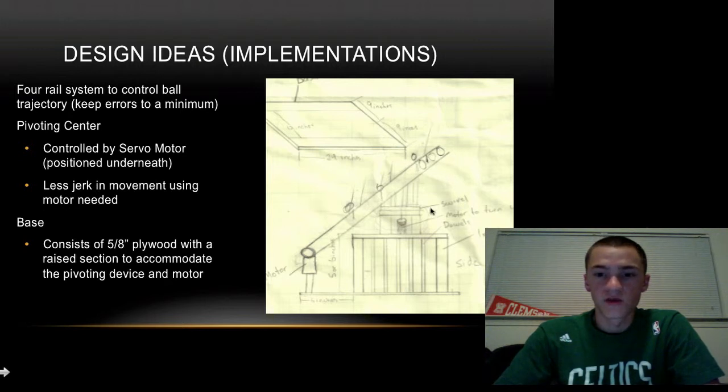The next thing, which can be seen here, is a pivoting center, which will turn the whole arm of the robot to make the left and right sides of the board. One problem that we have with this is the jerk in the motor, so we need a servo motor that will allow us to have a smooth movement from one position to another.